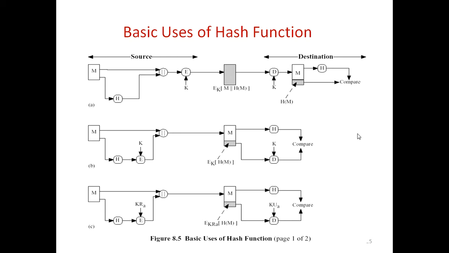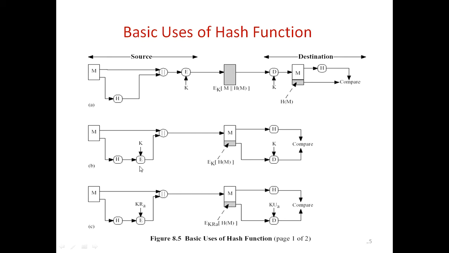Now coming to the basic uses of hash functions. Like the previous MAC case, apply the hash function on the given message, concatenate both, then do the encryption using the secret key. On the receiver side, decrypt first, then apply the hash function on the message. You will get the received digest and the computed digest at the receiver side. Compare them together. If both are the same, then authentication is a success.